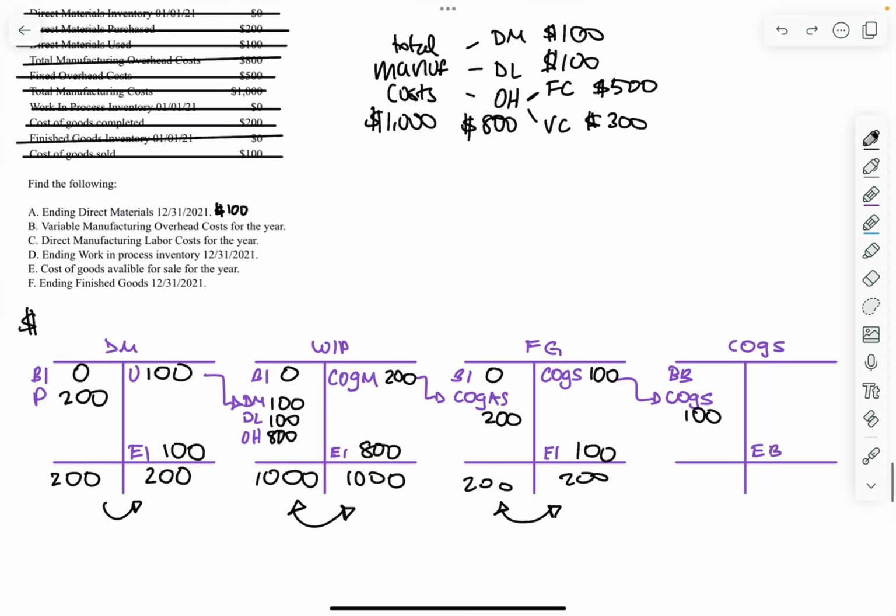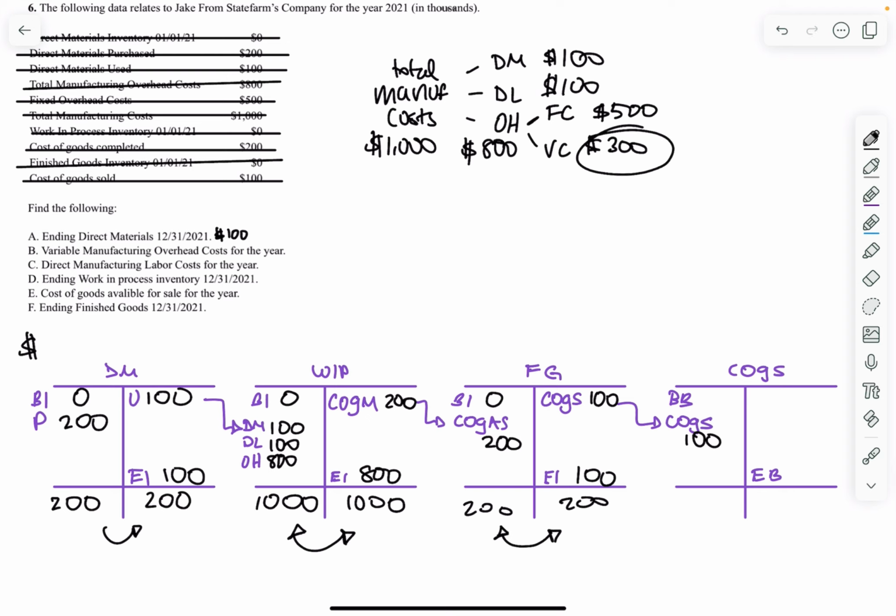It's so easy. Variable manufacturing overhead cost for the year, we found that was $300. That's why the chart is useful. Direct manufacturing labor costs for the year, that was $100. It's just a fancy way of saying direct labor. Ending work in process inventory, that's $800, right? Because ending inventory, they're not asking you for the balance. Cost of goods available for sale, that's $200. Ending finished goods, that's $100.